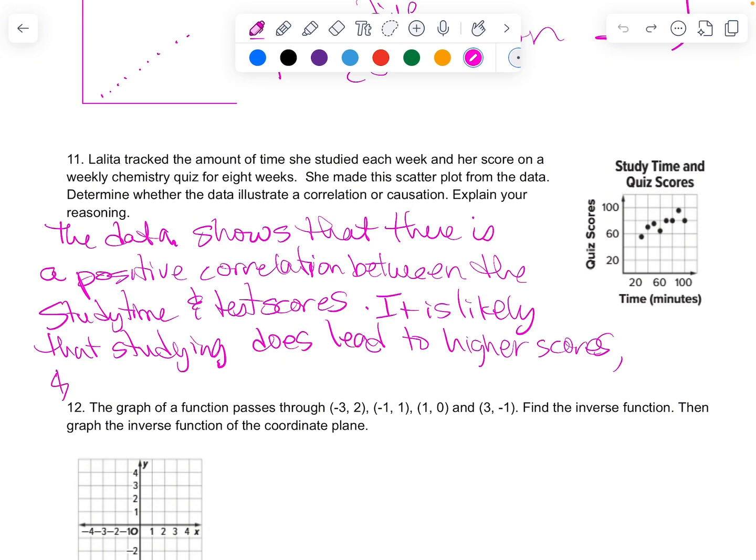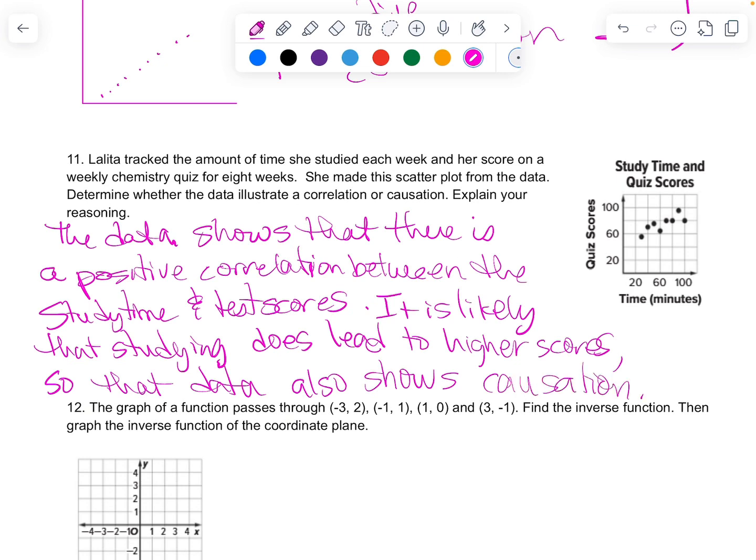That was horrible. So that data also shows causation. Okay.